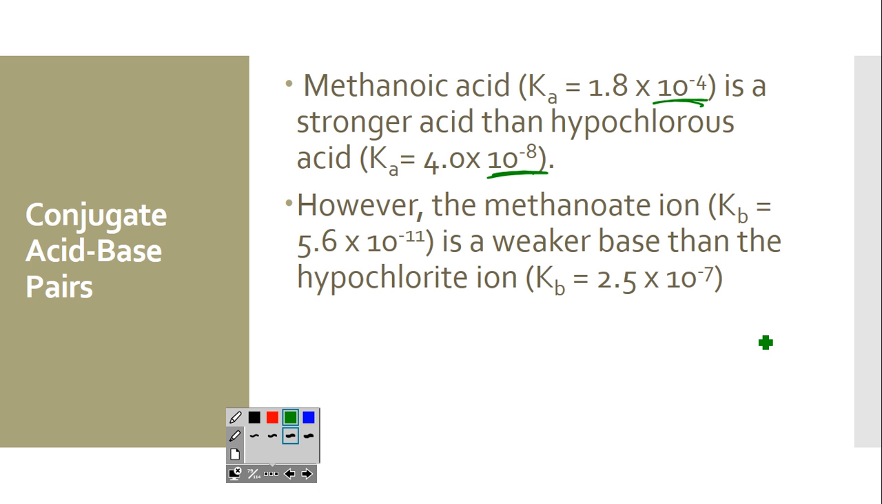If we compare their conjugate bases, though, and that's what these are, conjugate bases, it's the opposite. Methanoic acid was the stronger acid, but the hypochlorite ion was the stronger base. Now, does anyone want to ask anything about the relationship between strength and the conjugate pair?